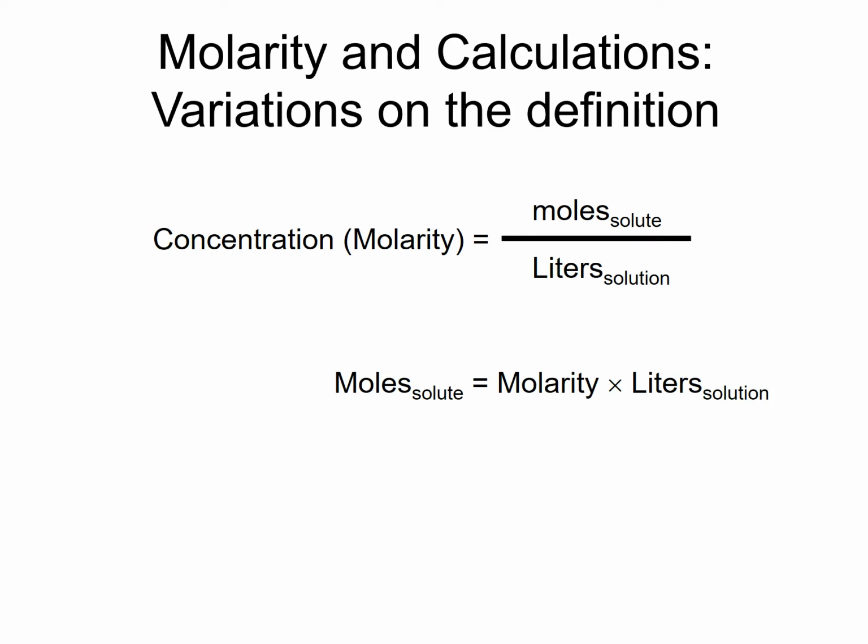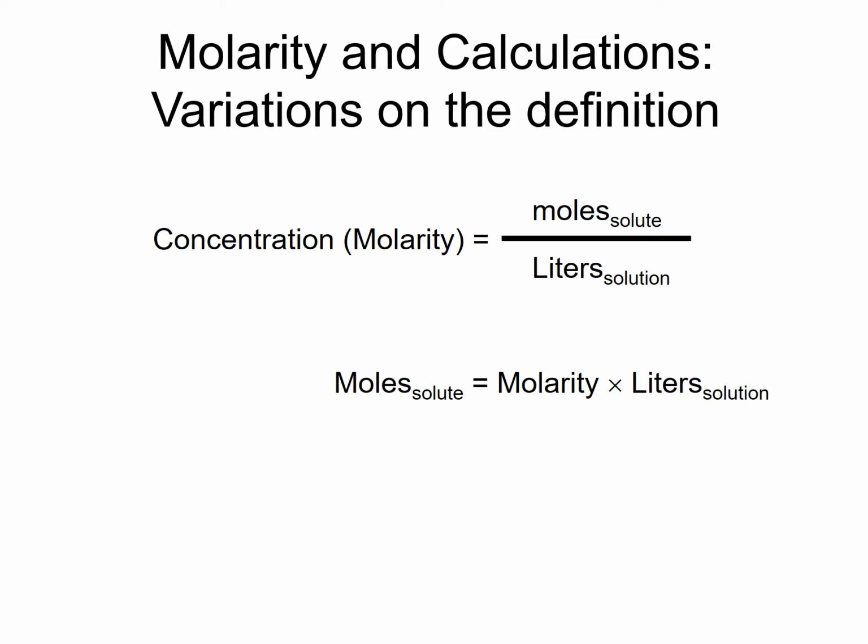Here's a rearrangement where if you were given molarity and given liters, it's telling you to multiply the two together if what you want are the moles of solute. It's just a rearrangement of the first equation, but it gives you moles of solute if what you have given to you is molarity and liters.